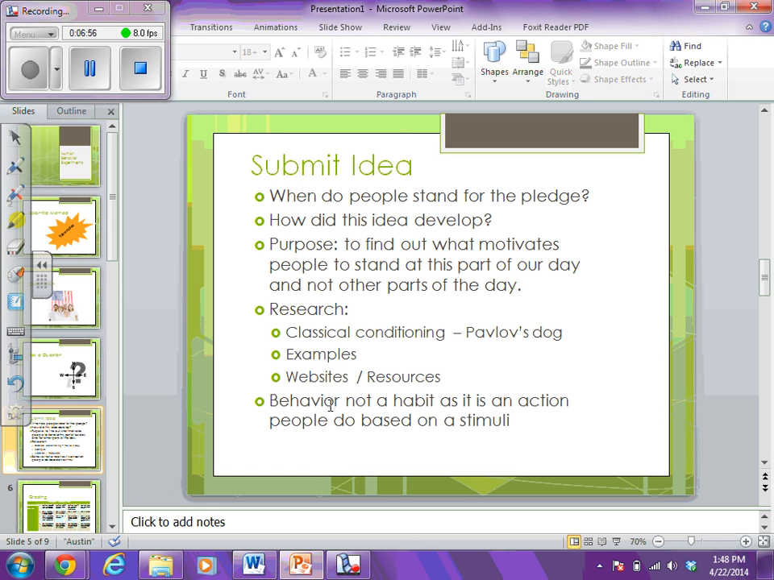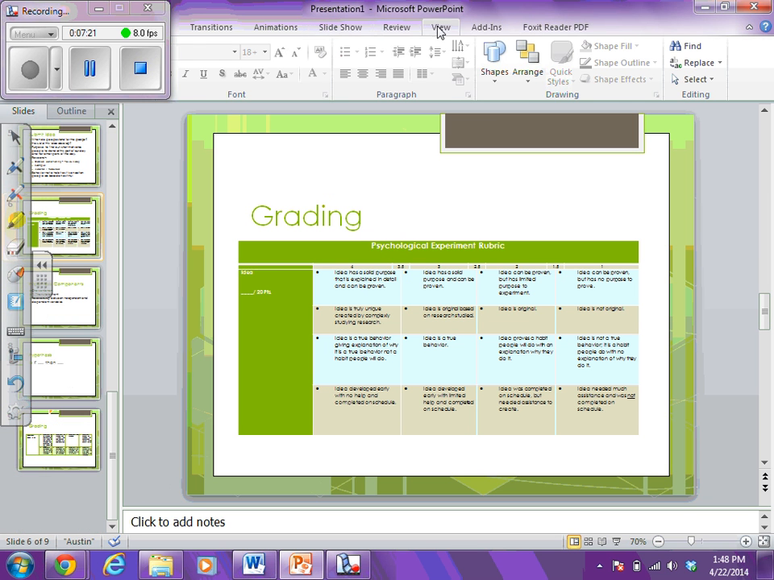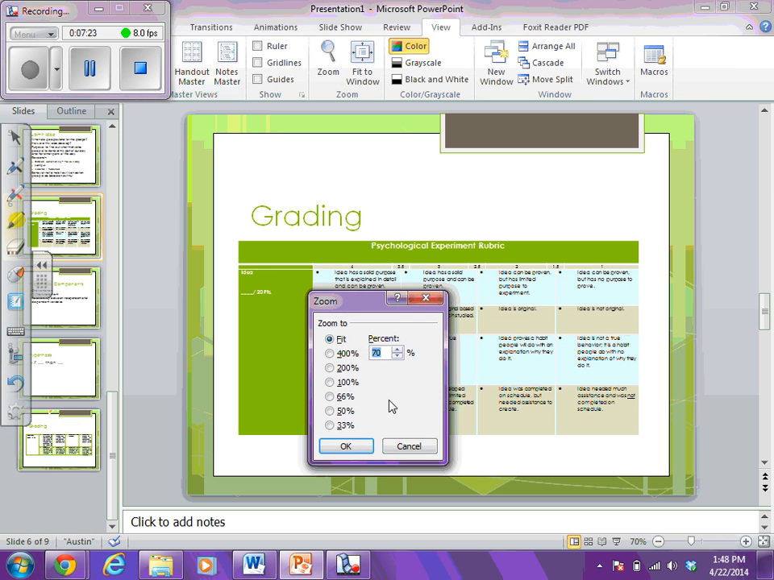And I could add in all the websites and the resources. I could also put them in MLA format if I want. I don't have to just yet, but I could. And then I decided to tell you it was a behavior, not a habit, because it's an action people do based on the stimuli. And that's all I have to do for my idea. But I do need to include all those components, and I'm going to show you why. Here is the grading scale. Let me make that a little bit bigger for you.